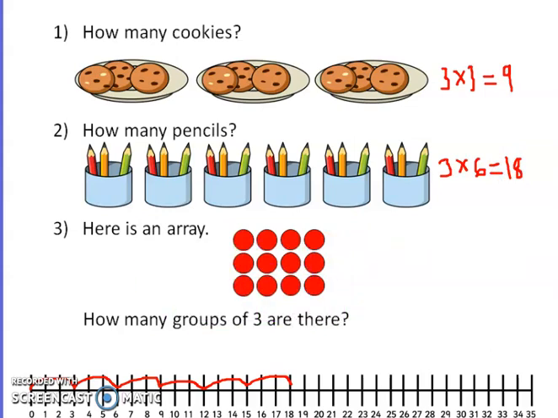Oh, we've got an array this time. Maybe we can count these together. In one row, we've got 3 counters. Let's count up in threes. 3, 6, 9, 12. So we had 4 lots of 3 and the answer was 12. This picture shows us that 4 multiplied by 3 equals 12. Pause the video if you'd like to go through those again. If that makes sense, let's move on.